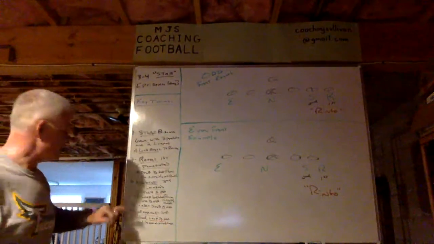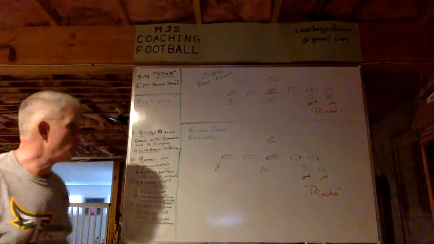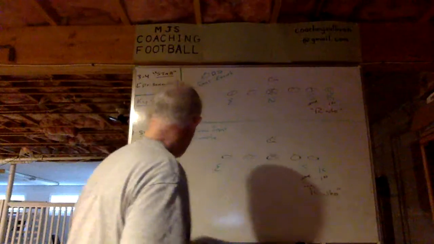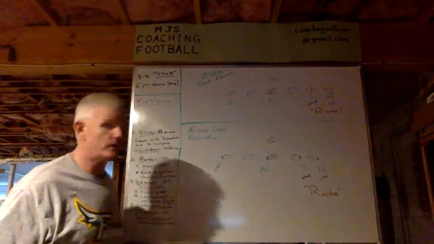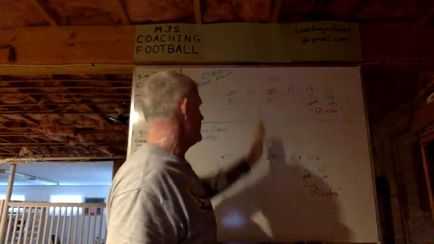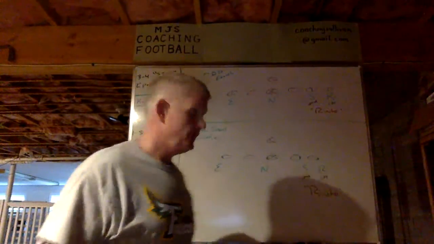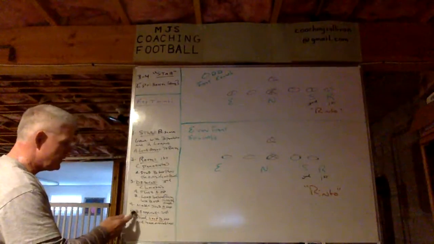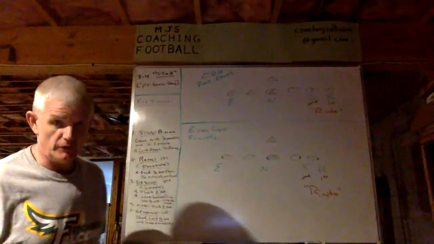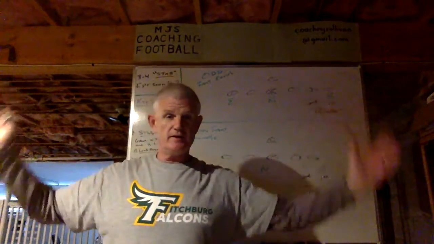Then on the other side, number 4 here, the nose is going to stab a gap away from the call. I don't have enough room down here to write that, but he's going to stab the A gap away from the call, and that's it. Whereas now the defensive end, opposite the call. That's how we teach it. The ends are left and right.